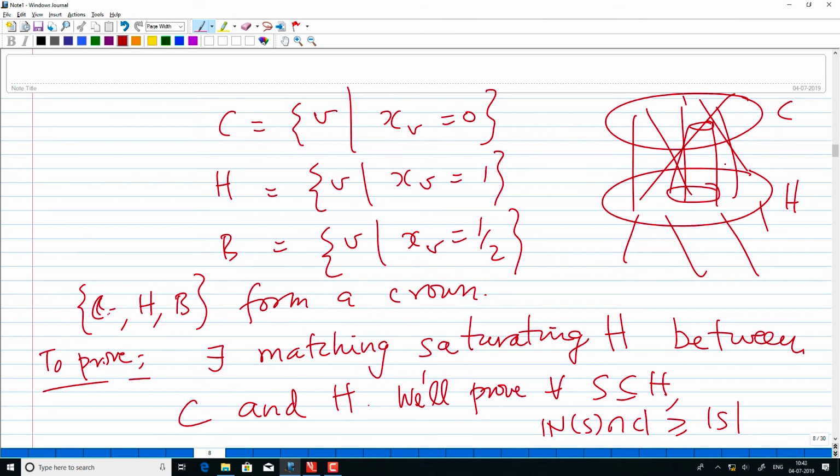So what now? If it's a crown, then we know a crown reduction rule tells you that I can get rid of all of these vertices, right? Take all of H into my solution, delete H, the C will also go away, and what is left is the vertices in B. And how many vertices are in B? It's actually a one-shot reduction.